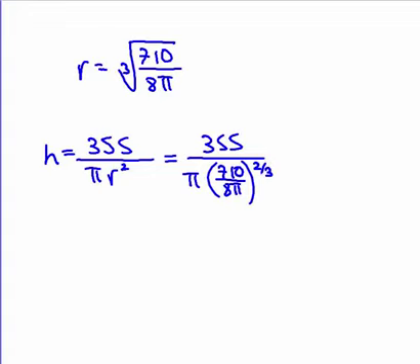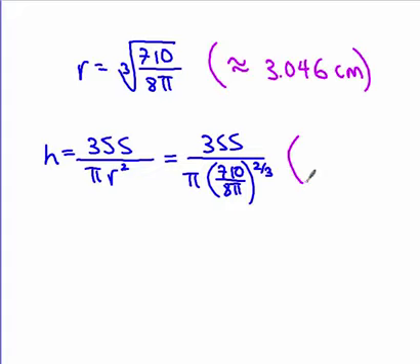Again, just because I was curious, I ran this into the calculator and I found out that this radius is approximately 3.046 centimeters, that this height is approximately 12.182 centimeters. And interestingly, if you were to go and measure a Coke can, you would discover that those are very close to the actual dimensions of a Coke can.